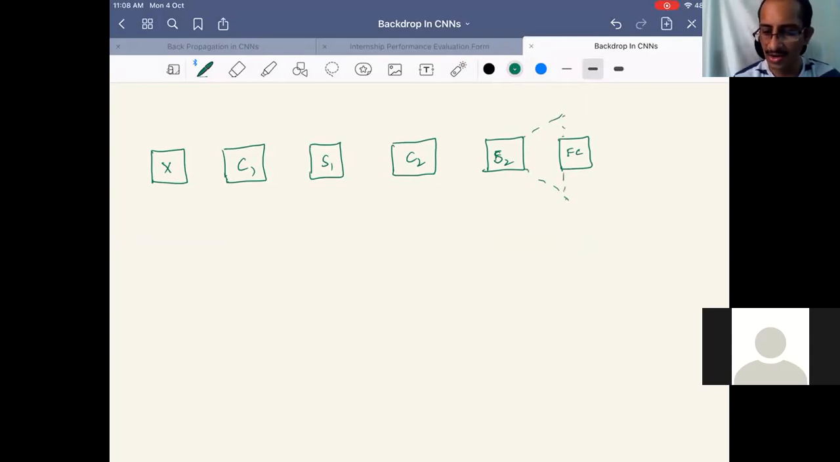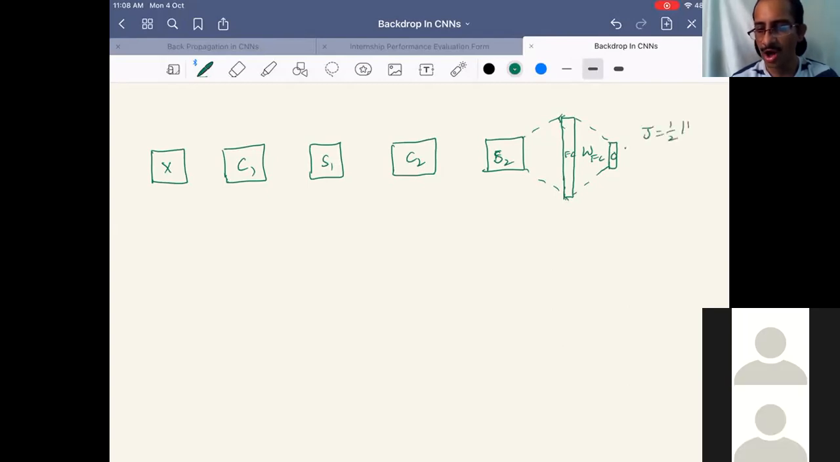And then from here, let us write these fully connected layers as rectangular blocks, so that we understand that they are of this nature, one dimension. And then you have the output layer. So this is WFC, this is FC, and this is O. Fine. And from here we have J, which is half of the norm of O minus T, whole square.